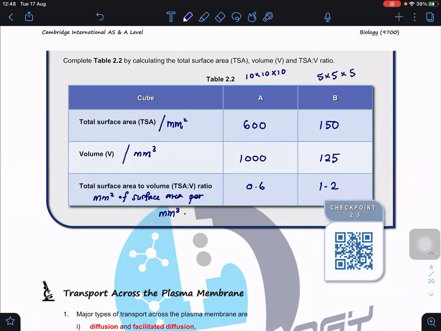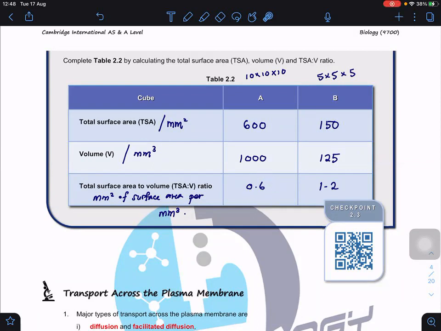Now, what does this mean? In Cambridge, you are not required to know this, because it is quite complicated. A lot of students are going to give millimeter to the power -1, say per millimeter square per millimeter. So the answer here is very clear. Can you see that? What does 0.6 mean? For every millimeter cube of the volume, the exposure is 0.6 millimeter square, only for cube A. Do you realize that?